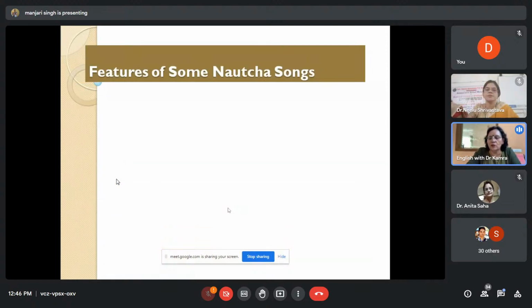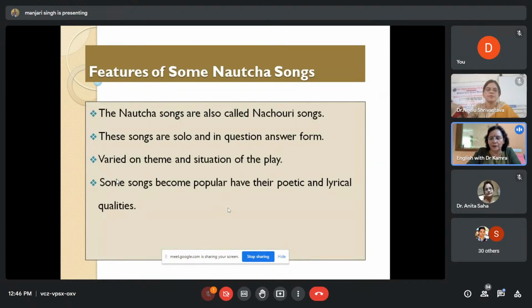And here I wanted to illustrate with the help of Nacha songs. Nacha songs are also called Nachori songs, and they are songs which are sung solo, and you have them in question-answer form. There are varied themes and situations during which they are sung, and they are very popular because of their poetical and literary qualities. I wish I could have elaborated on Pandwani and others also, as to what is the domain of research there.